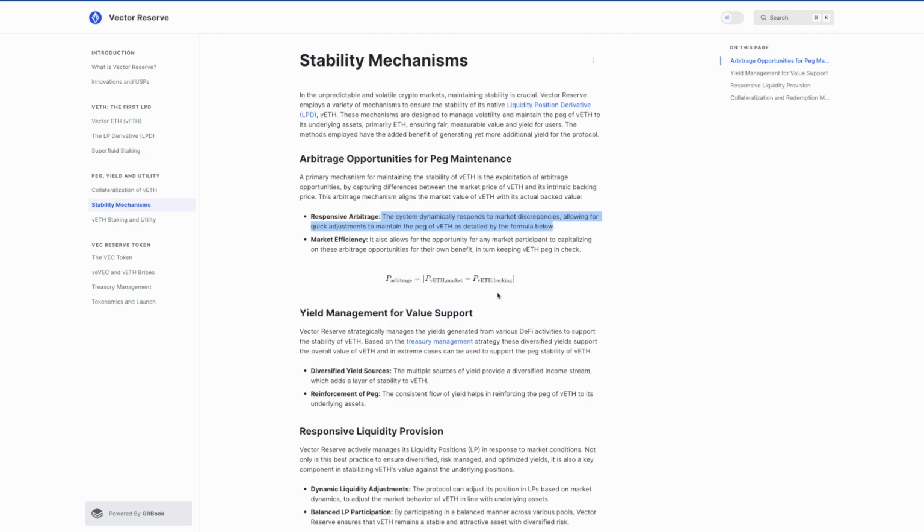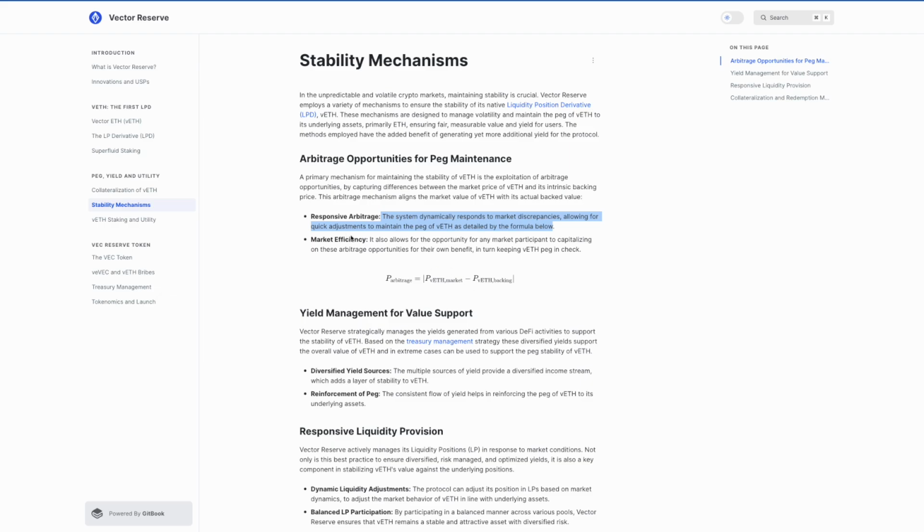Okay, if the peg is above, like if people are buying this asset off the market and the peg goes above, it's very simple. People are just going to mint and dump on them. That's very simple. But what happens when people start selling this vETH? They want out, right? Then it's going to go below peg. It doesn't clearly say here how they're going to defend the bottom of the peg.